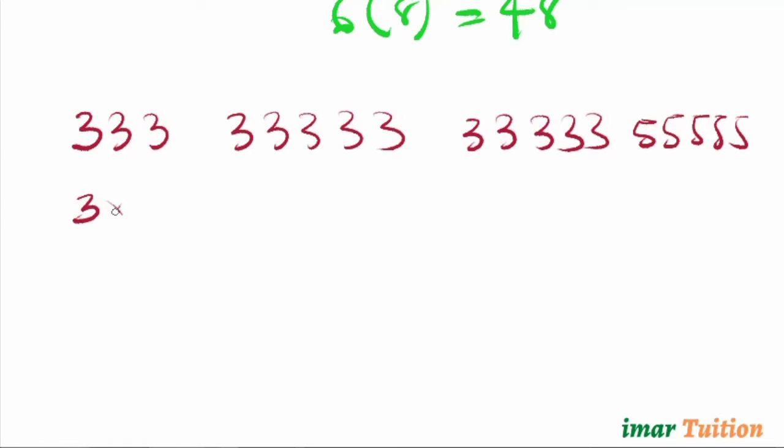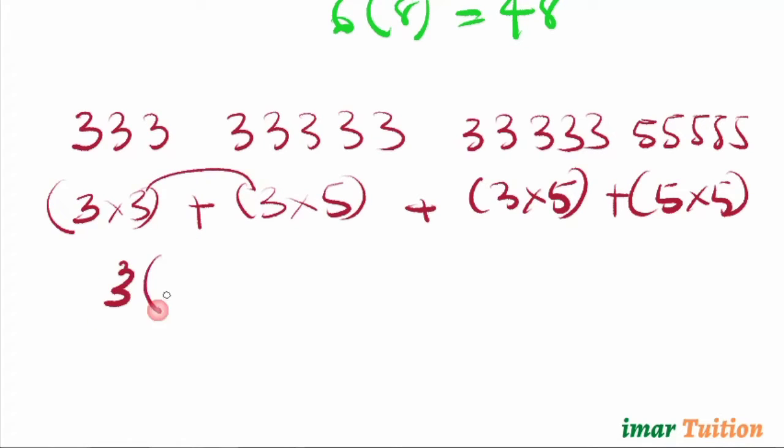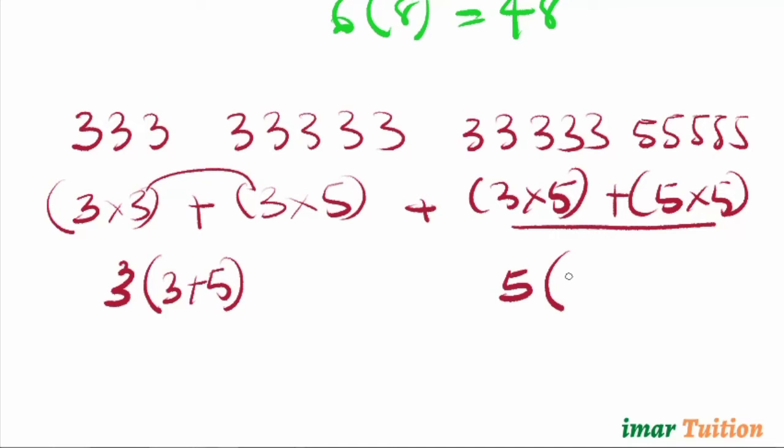Here we'll have 3 times 3 like we did in the first one. Here we'll have 3 times 5. Added together, we have 3 times 5. Here we'll have 5 in 5 places. If you look at these two, 3 is common to both of them. We could bring out 3 and add 3 plus 5. These two, 5 is common to both of them. We could bring out 5 and add 3 plus 5.